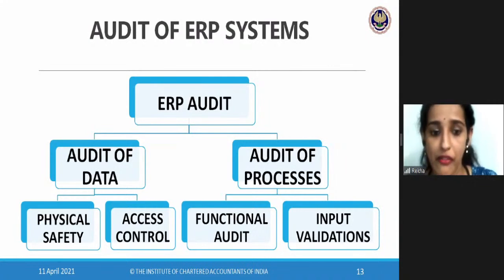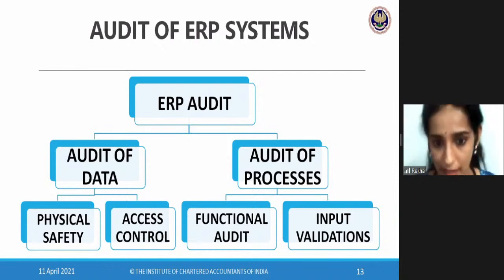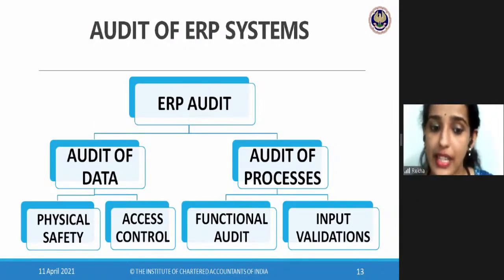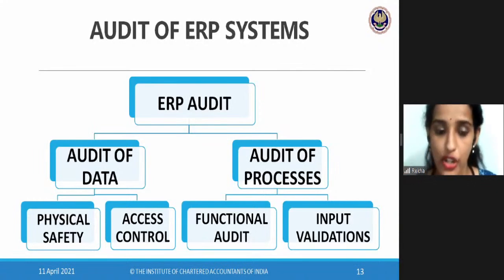So say for example, at the data level, how we can audit data. Say for example, first is physical safety. Physical safety means what? How the data is protected. So how can physical safety be ensured? Proper access control. I told you it is a single database, one single database having all the data. Now, how do you ensure some kind of safety for this particular database? You have to make sure that there are proper access controls defined.